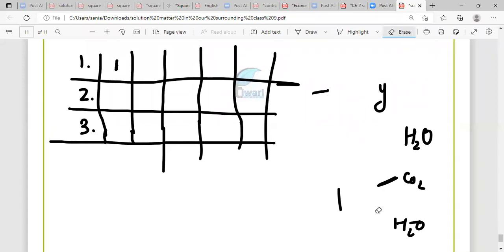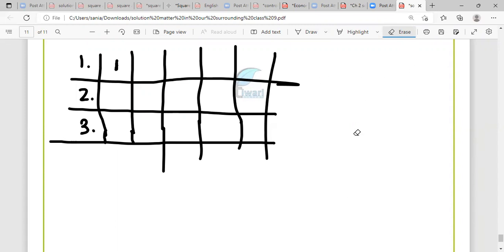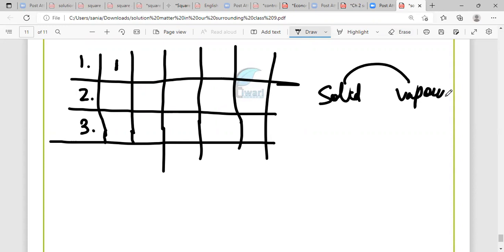Now, second question to Jasleen. Jasleen, you can type it out because I think you are not audible. You have some mic issue. The question is, the process in which solid is directly converted to vapor is known as. Solid is directly converted into vapors. So it is known as sublimation. Yes, good.